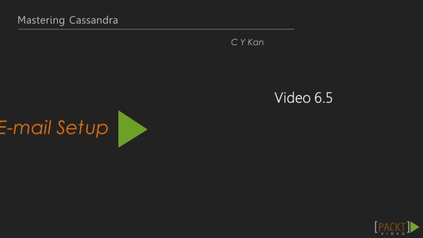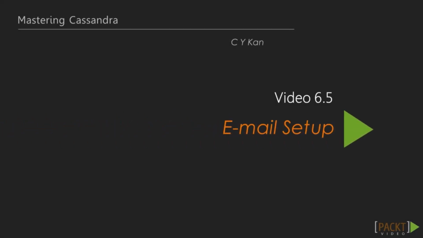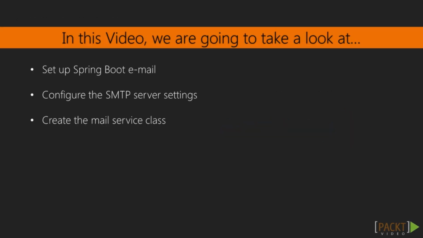Hi there, and welcome to the final video in this section, Email Setup. In the previous video, we added the charting capability to the application by using D3.js and Tekken.js. In this video, we're going to integrate our app with a mail service provided by Spring Boot. We'll configure real SMTP server settings and create the mail service component for sending out trading signal alerts.